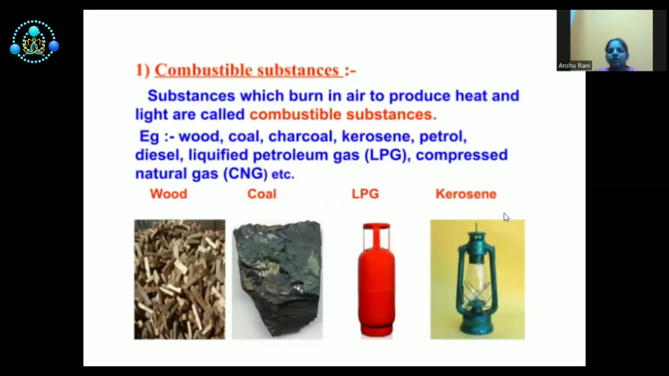What are combustible substances? Substances which on burning in presence of air will give you heat and light. They are called combustible substances, like wood, coal, charcoal, kerosene, petrol, diesel, LPG, CNG. These all are combustible substances. These are generally used as fuel.